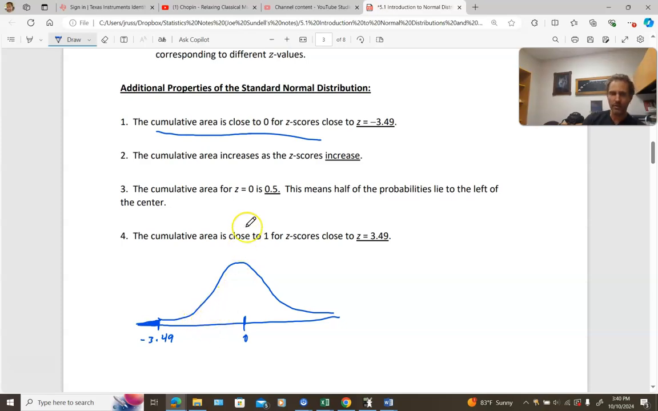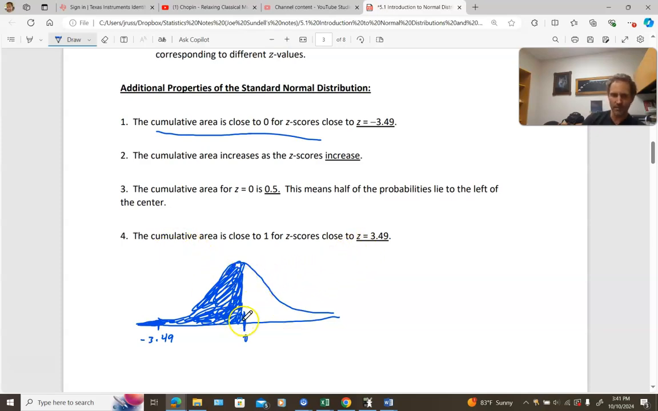And if we were to keep doing this all the way to z equals 0, well, z equals 0 corresponds to the mean of the distribution. That means I would have half of the distribution. Exactly half, because this is a perfectly symmetrical distribution. And this also means that there's another half, or 0.5 of the distribution, to the right of the mean.